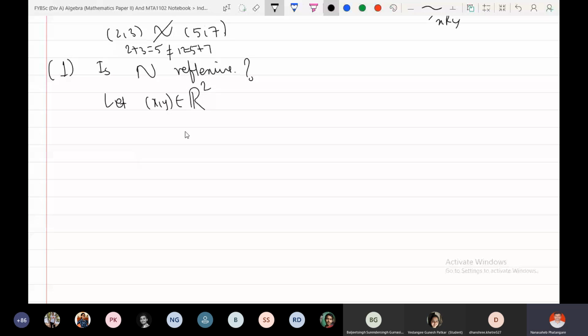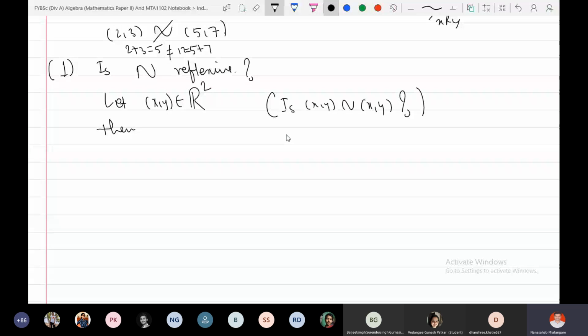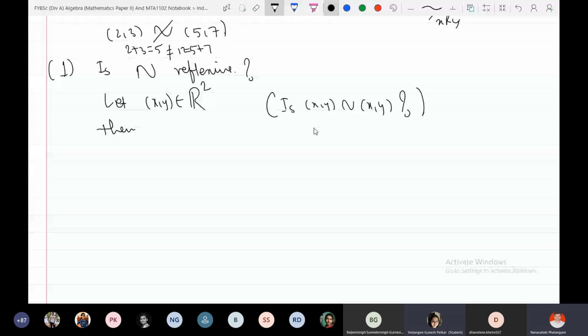My set is now R2. Then my question is: is (x, y) related to (x, y)? That is in my mind. I want to check its reflexivity. That means I just close my eyes and choose a point from the plane, and I will check whether that point is related to itself. That is a simple thing.